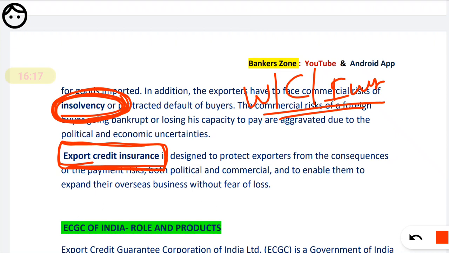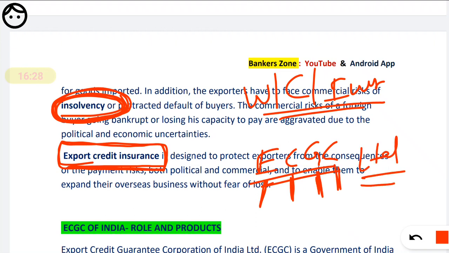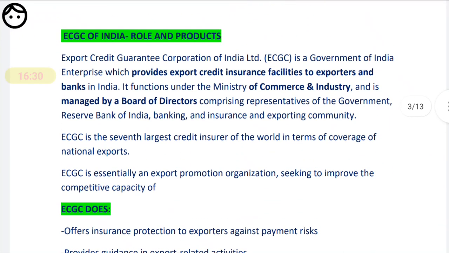For that purpose, ECGC works in India, that is the Export Credit Guarantee Corporation Limited. Now see the ECGC of India, its role and products, that we have to discuss. The main focus in this chapter is only ECGC, and how ECGC provides different insurance to exporters and banks in India. ECGC provides export credit insurance facility to the exporters and the banks in India.